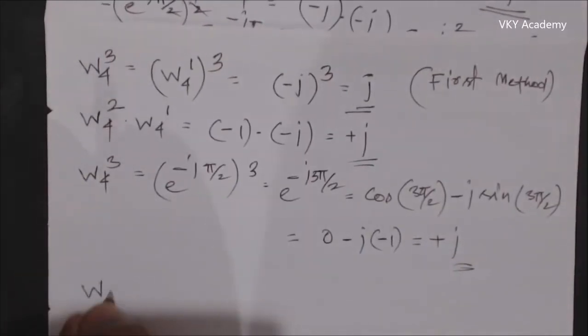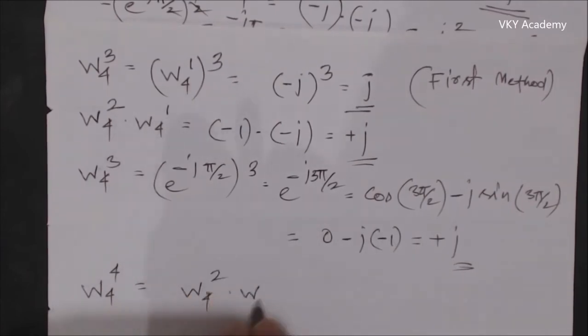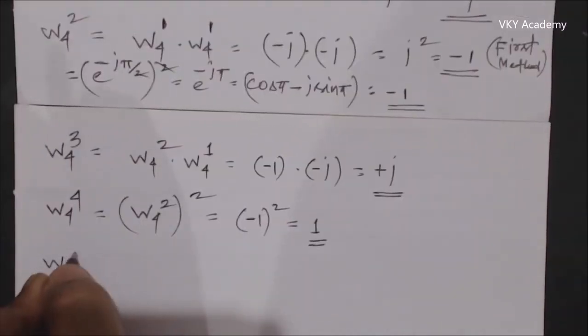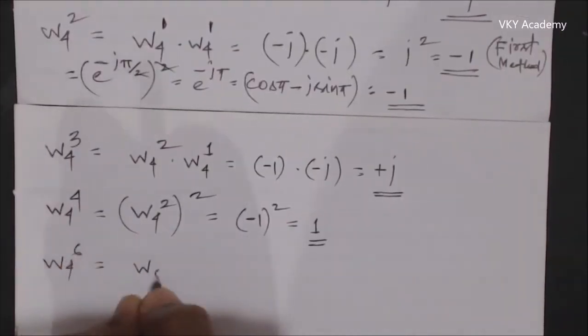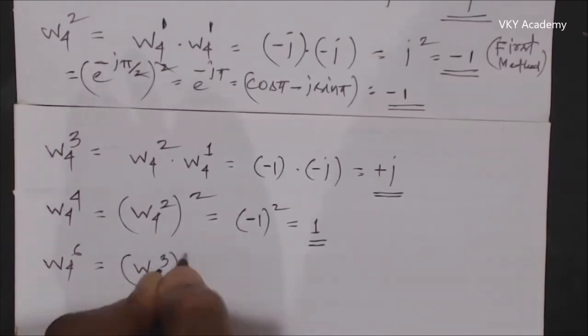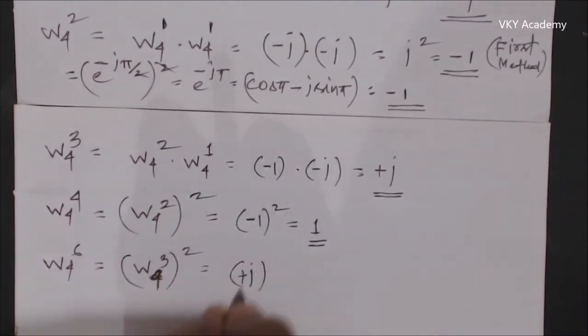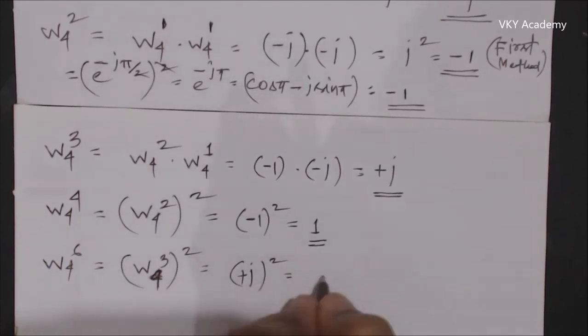Next we will calculate W4 to the power 4. So W4 to the power 4 can be calculated by W4 to the power 2 dot W4 to the power 2. W4 to the power 2 is minus 1, so the result is 1. Next is W4 to the power 6. So W4 to the power 6 can be calculated by W4 to the power 3 to the power 2, and W4 to the power 3 is j square. J square is minus 1.